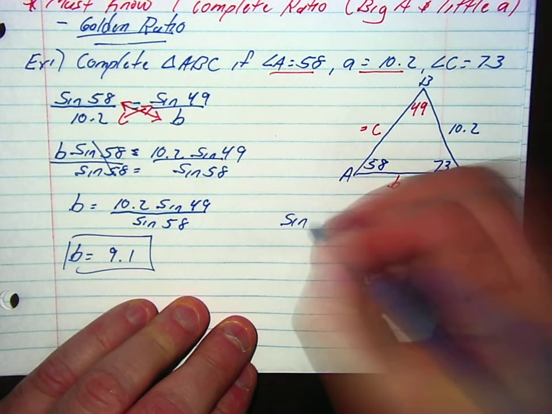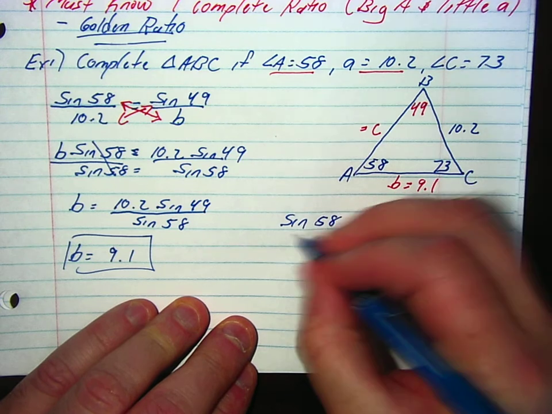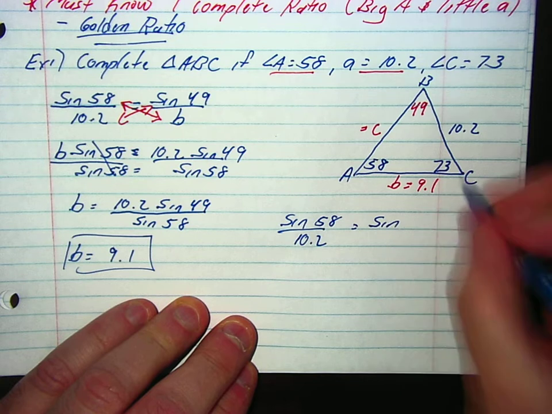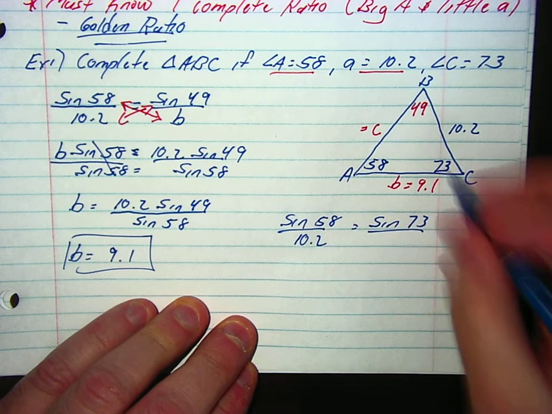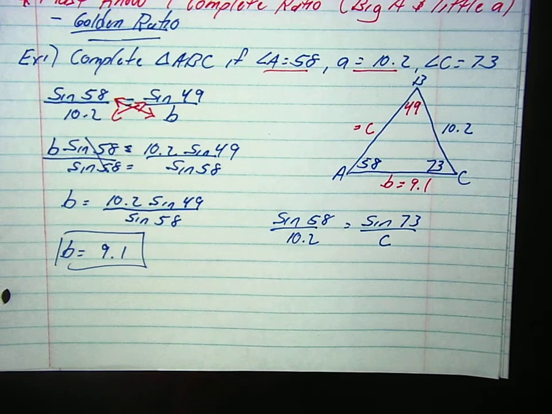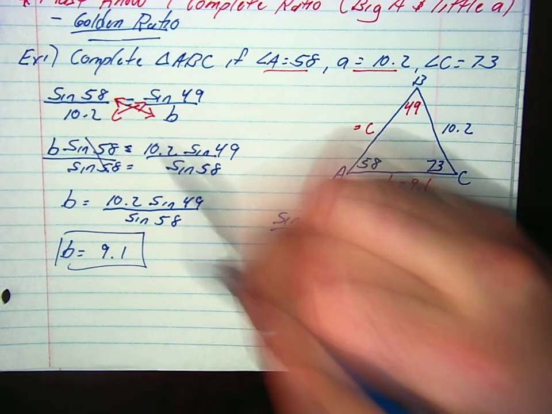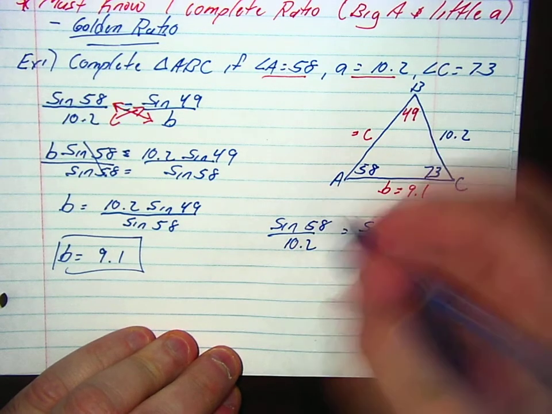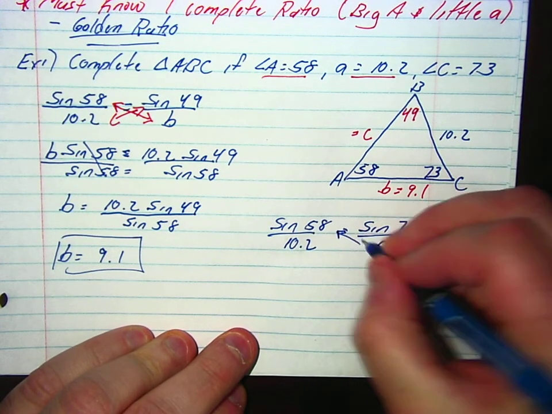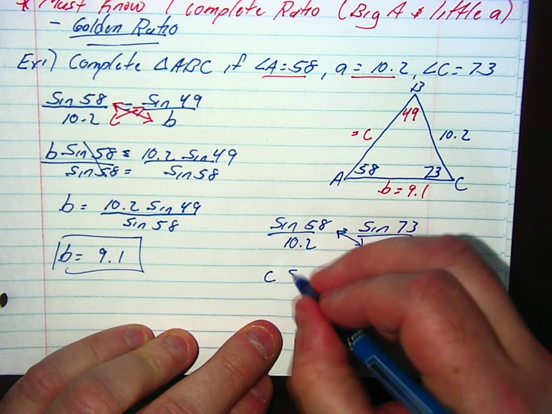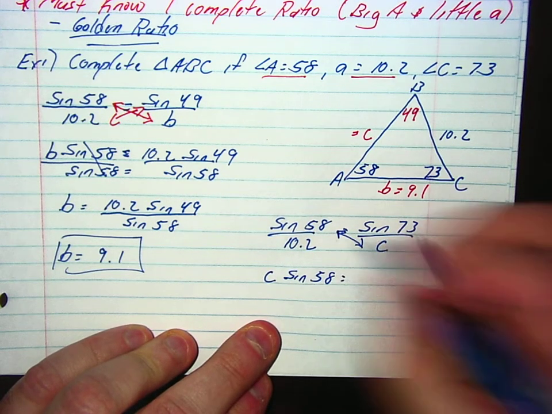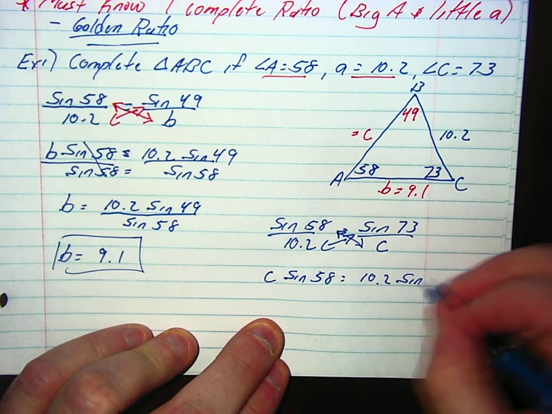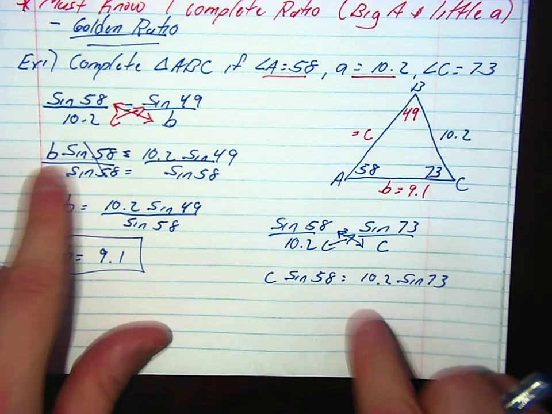I'm going to say the sine of angle A, which is 58, over little a, 10.2, equals the sine of angle C, 73, over little c. And it's really exactly the same thing you just did here. You're going to cross multiply, then you're going to get little c by itself. So this multiplies up and goes in front of that. So this multiplication first. So that gives me c times the sine of 58 equals, now I'm going to multiply these two. The 10.2 goes in front. So you're exactly where you were right here.